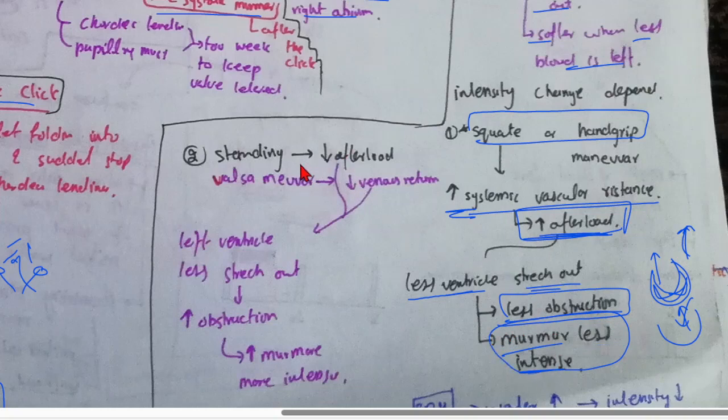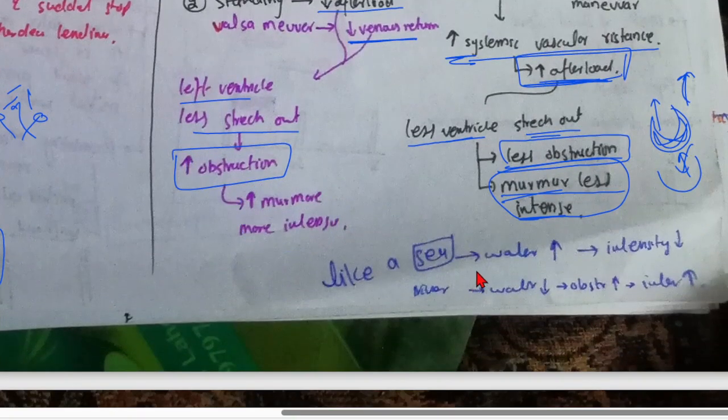Now another thing is standing. Standing decreases the afterload, and it also decreases the venous return. If the venous return decreases, the left ventricle stretches out less, so the obstruction increases and the murmur also increases in intensity. Like, for example, if water increases, obstruction decreases; if water decreases, obstruction increases.